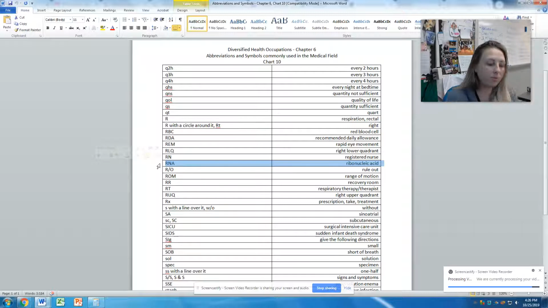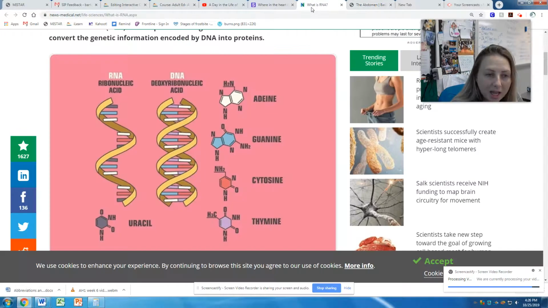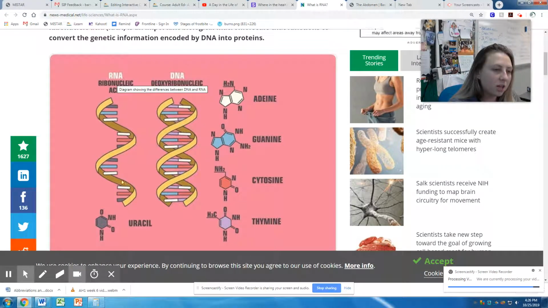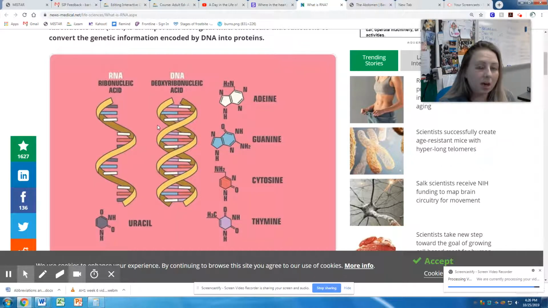All right. Ribonucleic acid. So I found a nice little picture of RNA versus DNA here. RNA is actually only one strand, whereas DNA that we talked about, the genetic material, is double-stranded. It's a double helix. A helix is the fact that it's spiraling. Okay. And another difference that I want you to see here is that RNA has uracil.